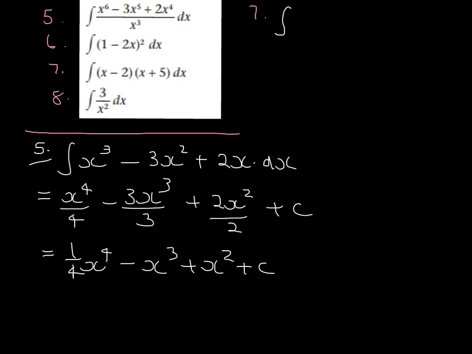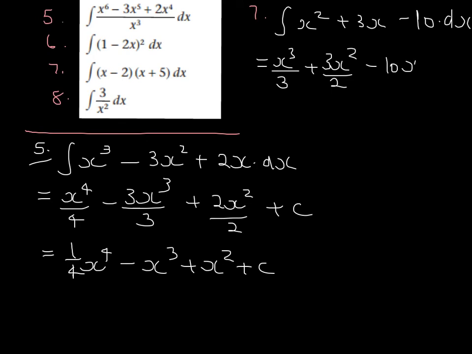if we expand that trinomial out, it's x squared plus 3x minus 10 dx. So we've expanded it, now we need to find the primitive. So it's x cubed on 3 plus 3x squared on 2 minus 10x plus c. So that's a third x cubed, 3 on 2 x squared, minus 10x plus c.